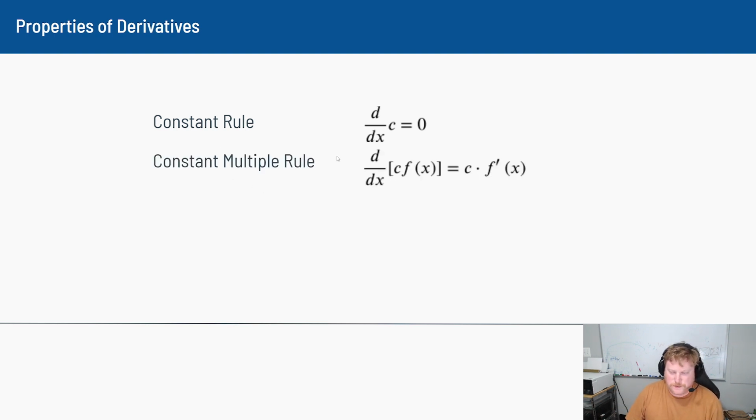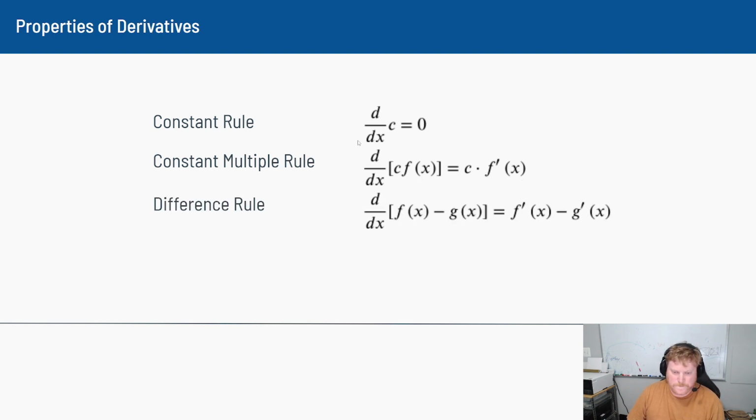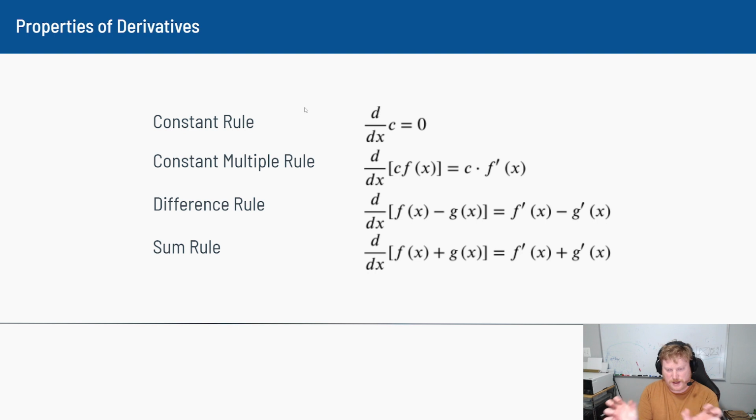The constant multiple rule: if I have some multiple times a function, the derivative is that multiple c times the derivative of f of x. The difference rule: if I have two functions being subtracted from each other, the derivative of that function as a whole is just the difference of their derivatives. And similarly for the sum. If I have two functions being added together, the derivative of the sum of those functions is the sum of their derivatives.